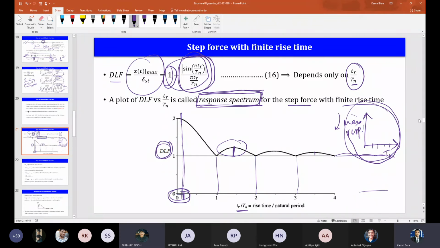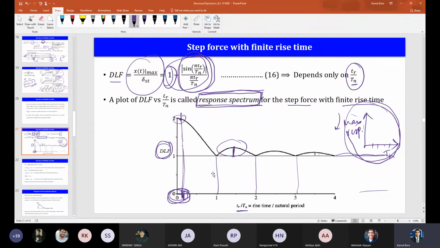As I am saying, in this small range, where tr is less than 1, it is nearly equal to 2. That means the structure sees the excitation like a suddenly applied load. You have already seen this, 2 times for the undamped system.